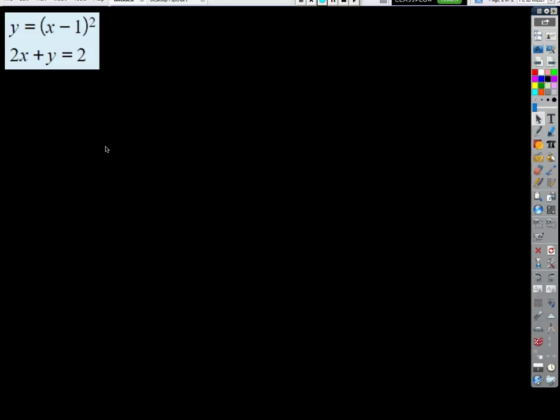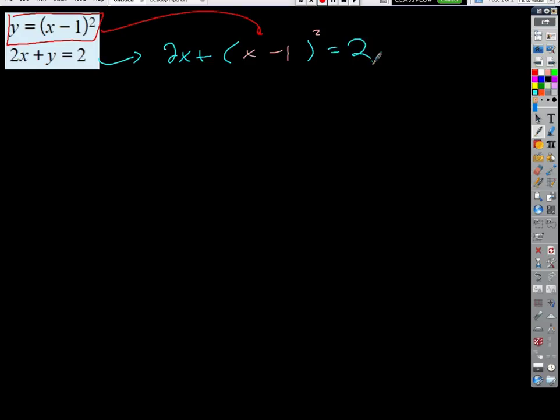Okay, so what am I going to substitute this time? X minus 1 squared. Okay, that's my substitution equation. So we're going to get 2x plus whatever y is. Well, what's y? Y is x minus 1 squared, right? And that all equals 2. Okay, so this time I have to do some simplifying, right?